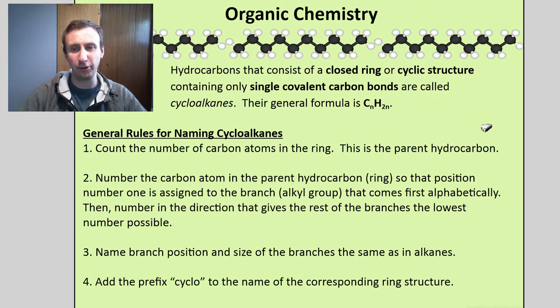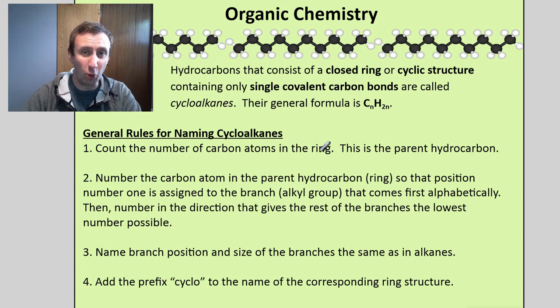Cycloalkanes have the general formula of CnH2n. I've lost two hydrogens, right, from the general formula for a normal alkane in order to make that closed shape. So to name a cycloalkane, what you do is you count the number of carbon atoms in the ring. This is your parent chain.